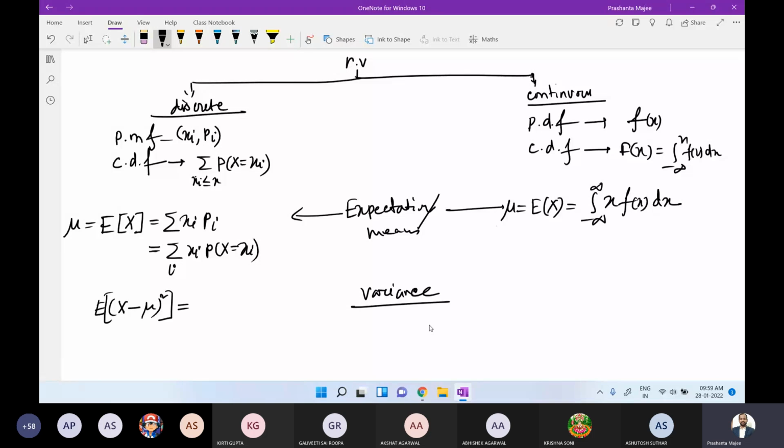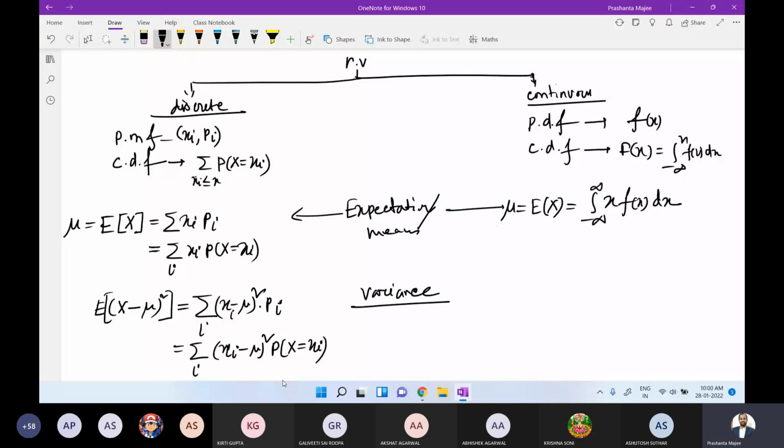So what it will be in case of discrete random variable? It will be summation over i of xi minus mu whole squared into pi. So if you write down one more line, it will be summation over i of xi minus mu whole squared times the probability that the random variable is assuming the value xi. So this is the definition for variance.